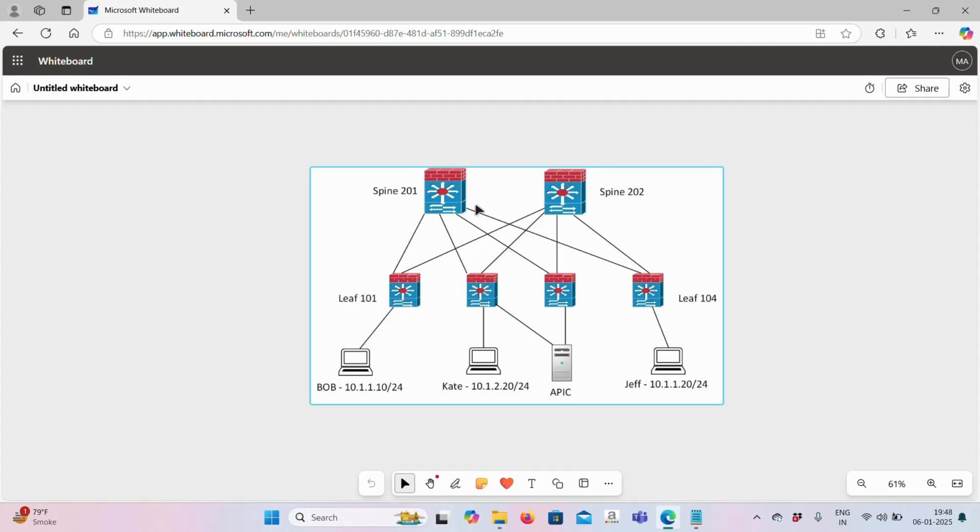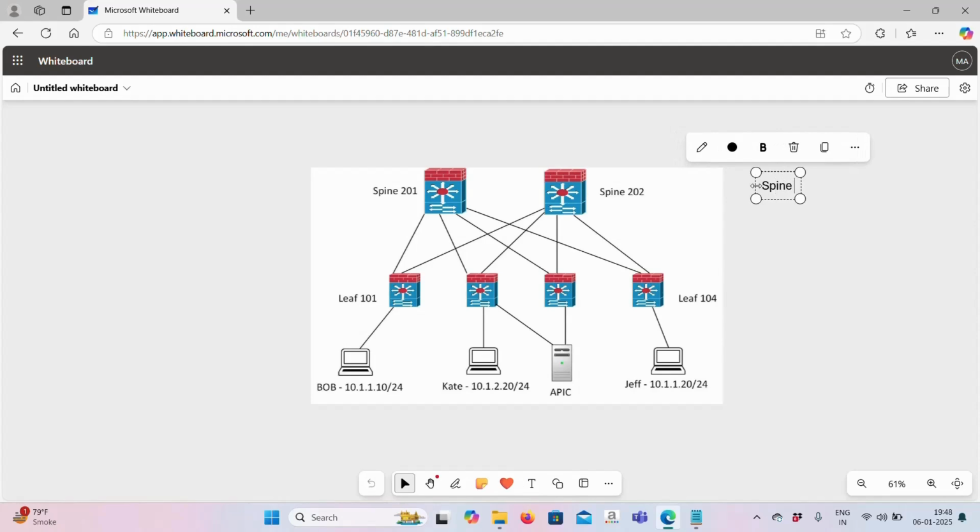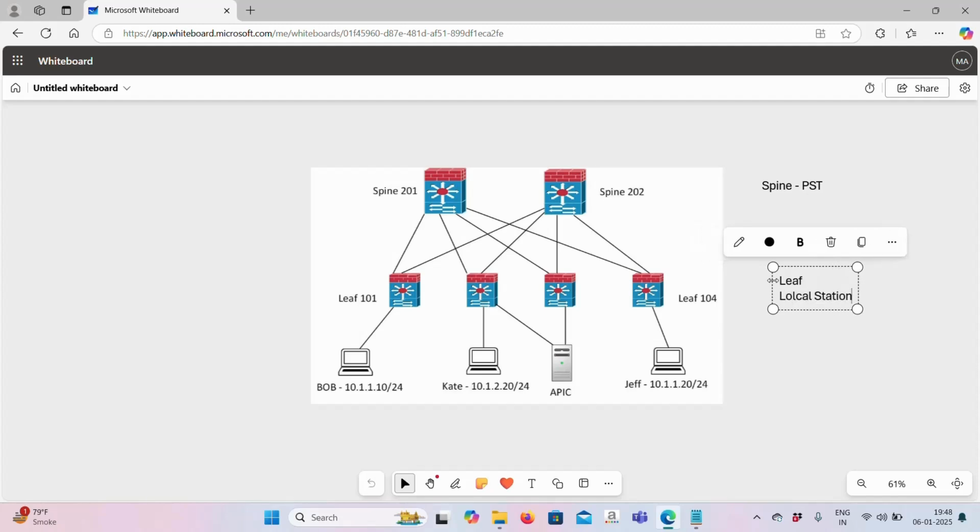Spine switches have a database known as the proxy station table, and the leaf switches have databases known as the local station table and the global station table. So let me write it down here. On the spine switches, we have the COOP database known as the proxy station table, and on the leaf switches, we have the local station table and the global station table. So these two databases will be on the leaf switches.